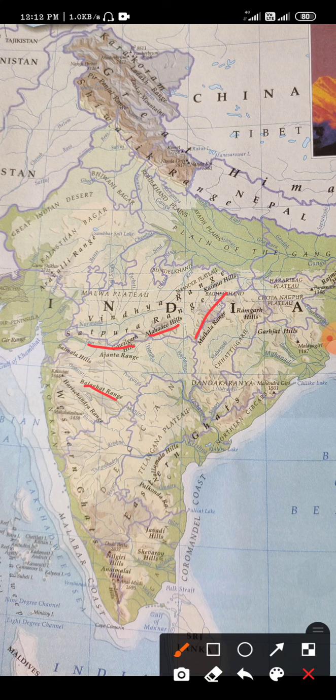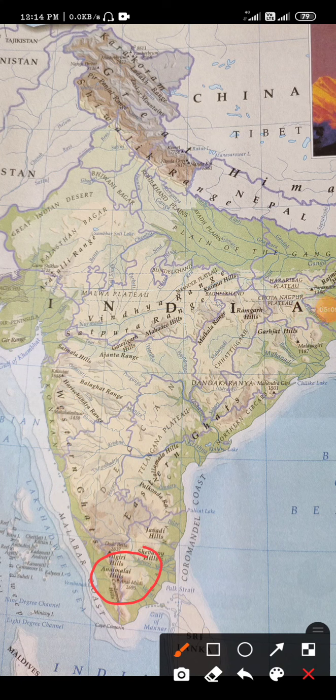Next we have the Balaghat range and Harishchandra range. These are the interior part of the Western Ghat. This Western Ghat receives rain from the southwest monsoons, that's why this is the source of many rivers.